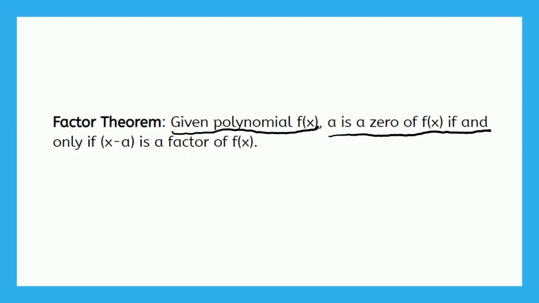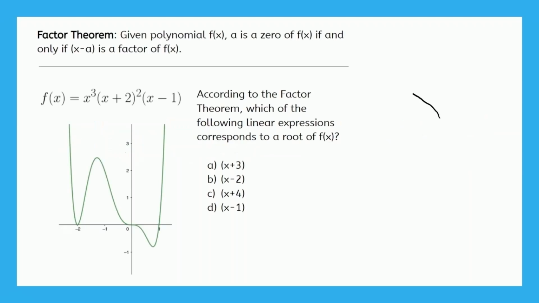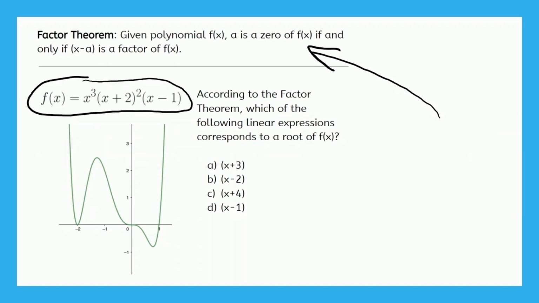function f of x if and only if x minus a is a factor of f of x. So this probably feels a little bit abstract, so let's do a couple examples to apply this theorem. Once again, we have the factor theorem here for reference, and we are given a function f of x equals x cubed times x plus 2 squared times x minus 1.